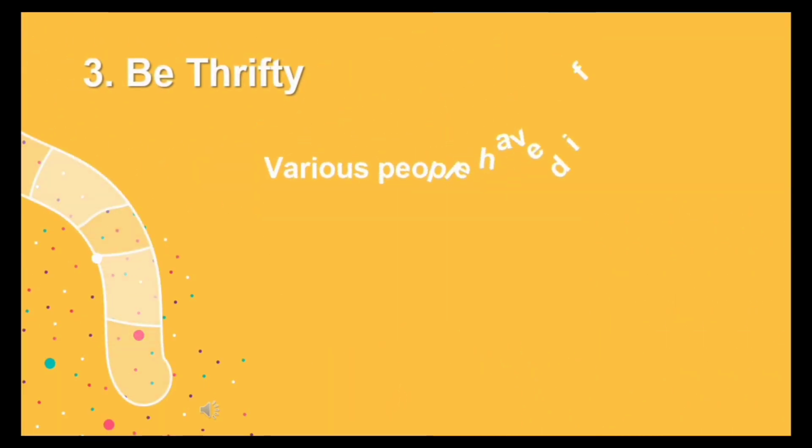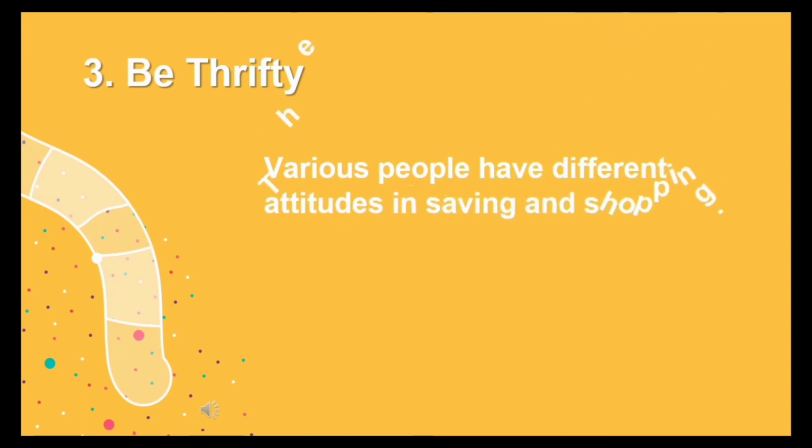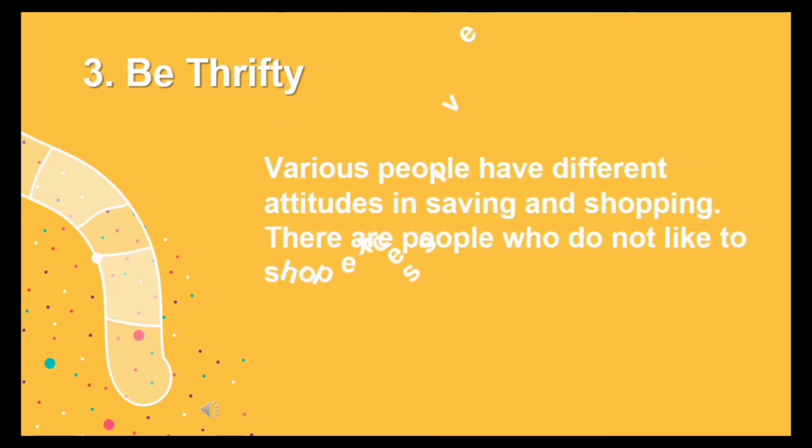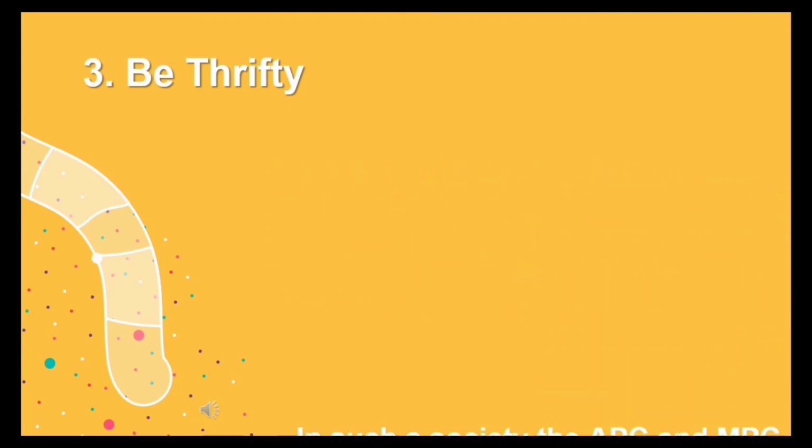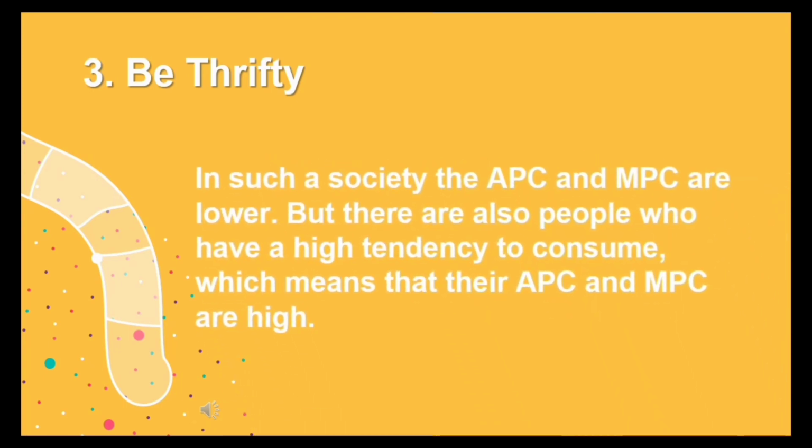3. Be thrifty. Various people have different attitudes in saving and shopping. There are people who do not like to shop excessively and are more concerned with saving. In such a society, the APC and MPC are lower, but there are also people who have a high tendency to consume, which means that their APC and MPC are high.